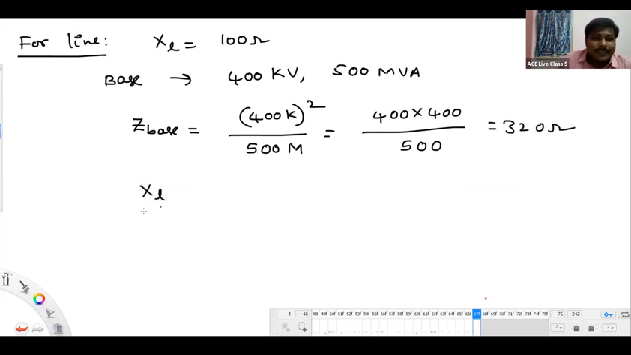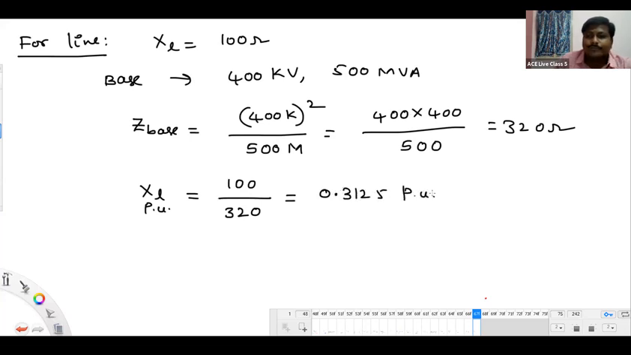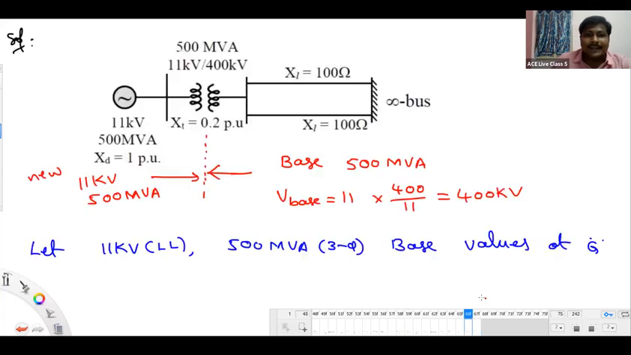Then how much is the value of XL in per unit form? XL actual value 100 by base value 320. How much is that number? 0.3125 per unit. Okay, just look here. Somebody is having a doubt regarding the transformer. They have given the transformer reactance in per unit form already, 0.2, by choosing these ratings as base values. After checking, it is observed that the new base values and the old base values are exactly equal, so XT per unit remains as it is.